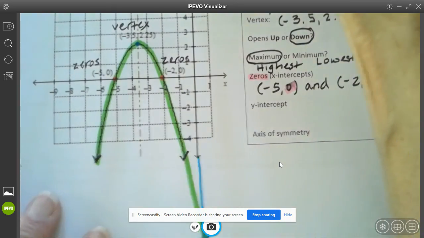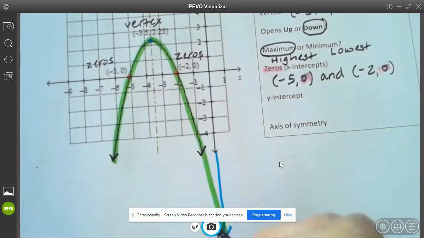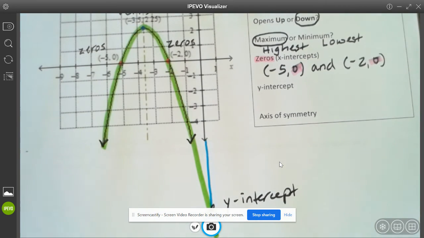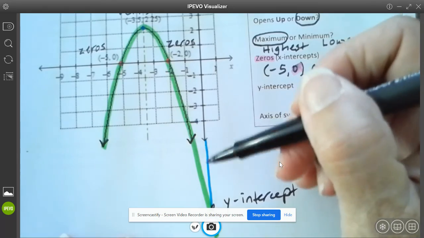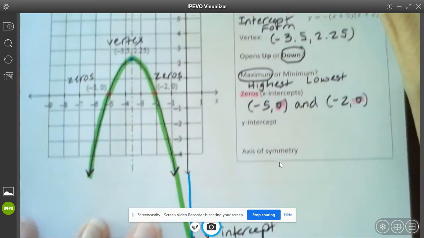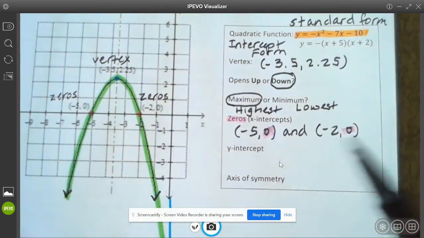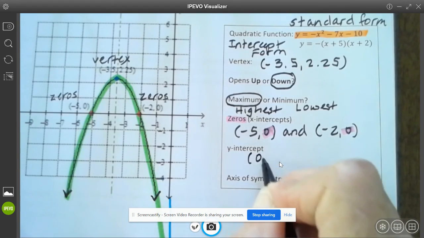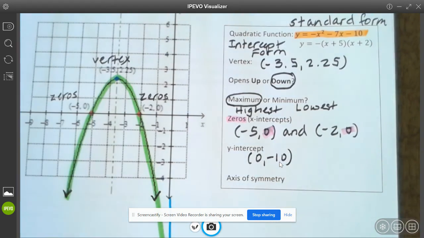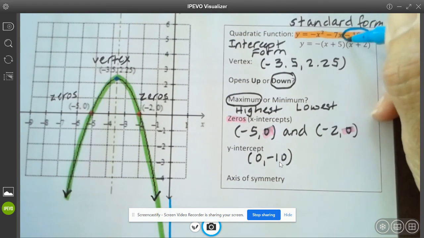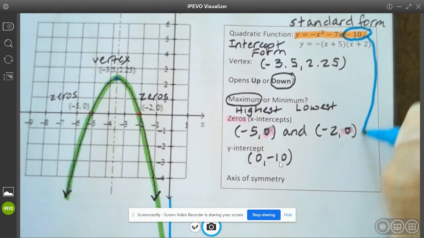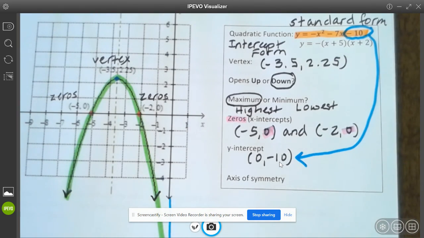Eventually, even though I don't see it, this parabola is going to cross the y-axis, and that's where the y-intercept will be. I can't tell what that is on this graph because I don't have the accuracy I need. However, I will lead you to a little clue. The y-intercept is 0, -10, and I can tell you where that comes from in 2 places. The first place is up here, -10. That constant term is the y-intercept.